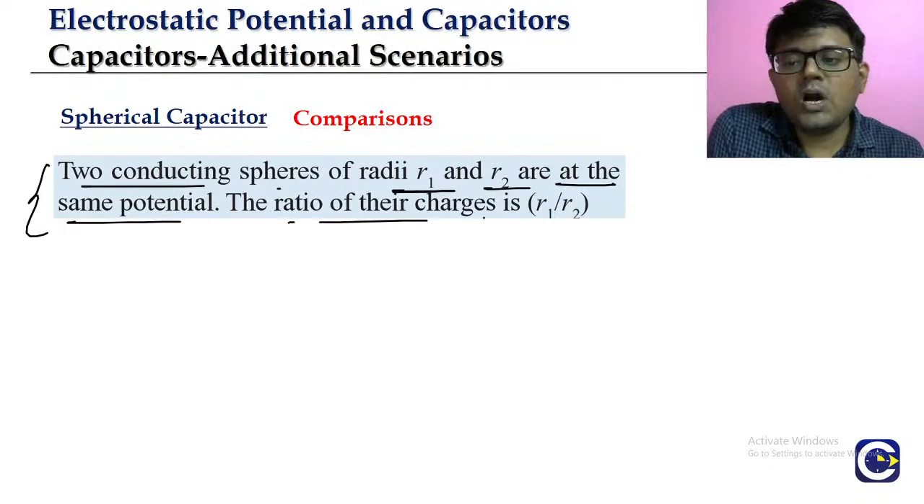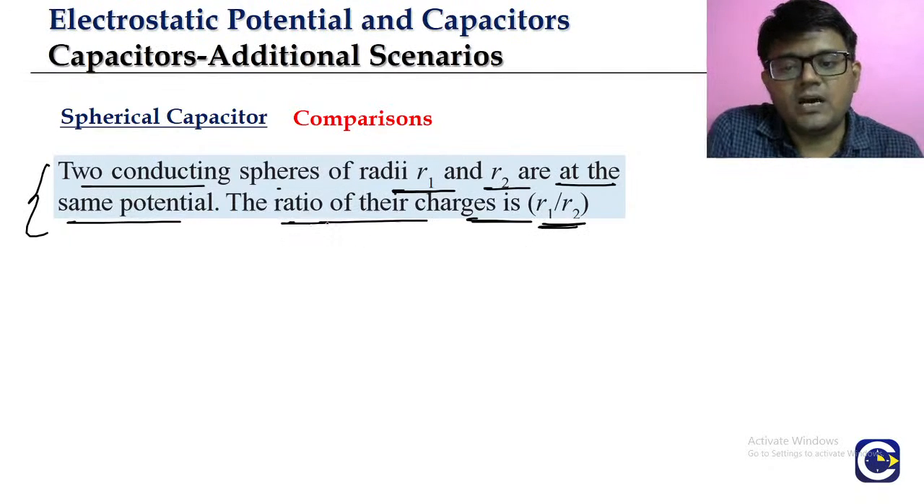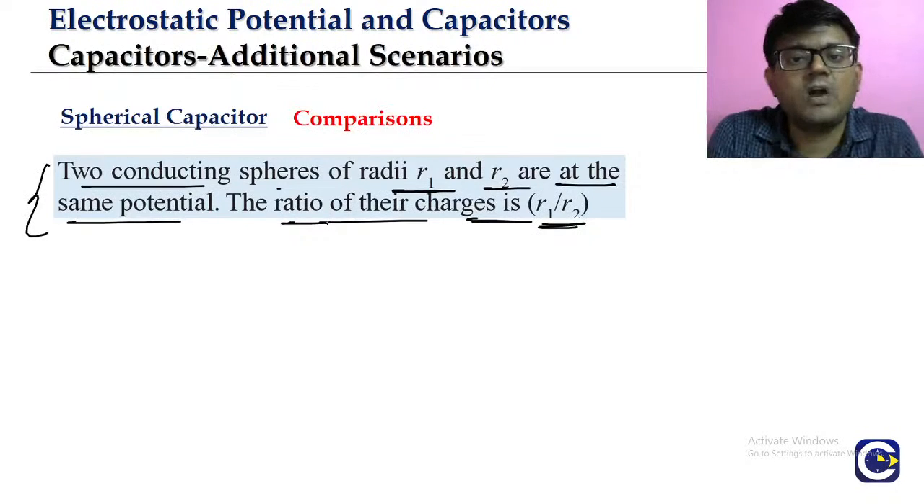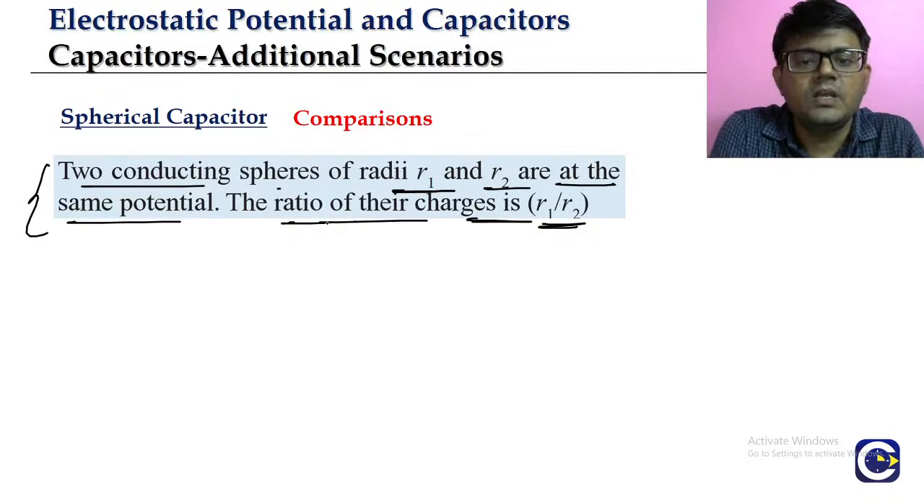Then the ratio of their charges, R1 by R2. So in these kinds of questions there will be a lot of scope. They will give a question like: two conducting spheres of radius R1, R2 are at the same potential. Then the ratio of the charges is what? In the options you will have R1 by R2, R2 by R1, R1 square by R2 square, like that. Okay?